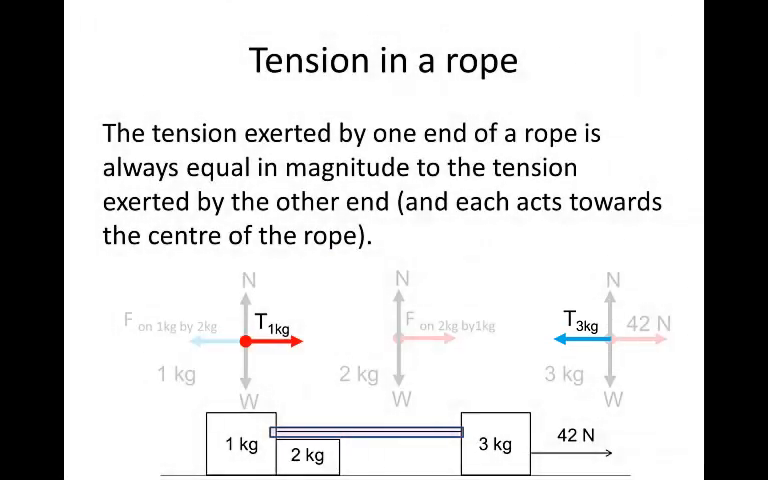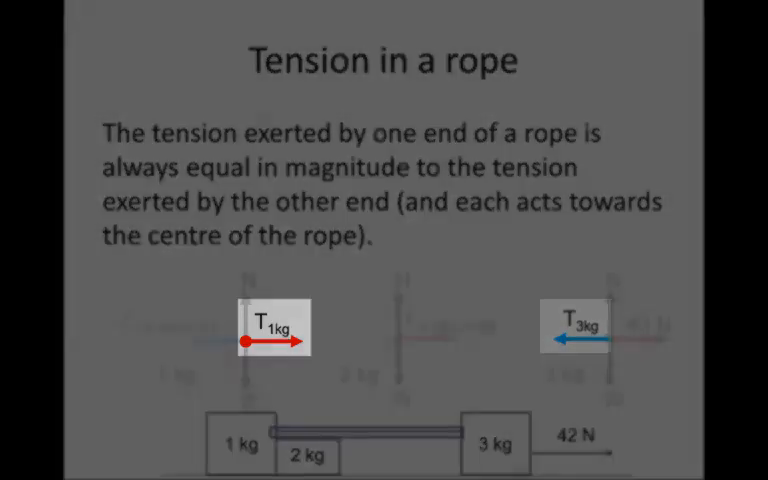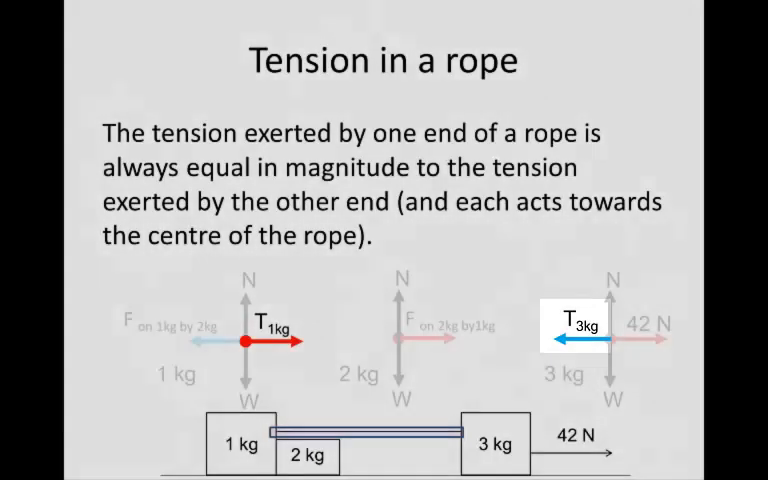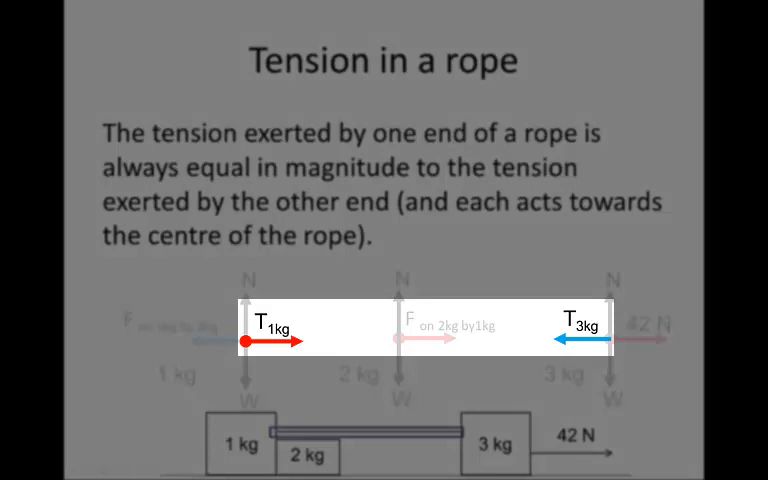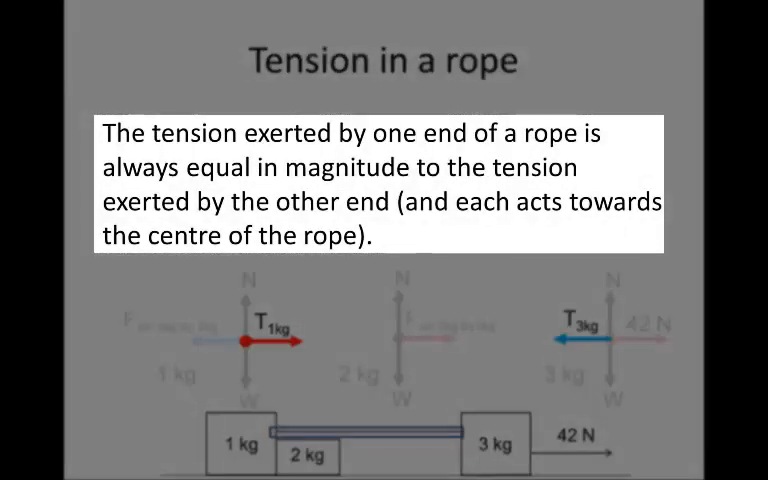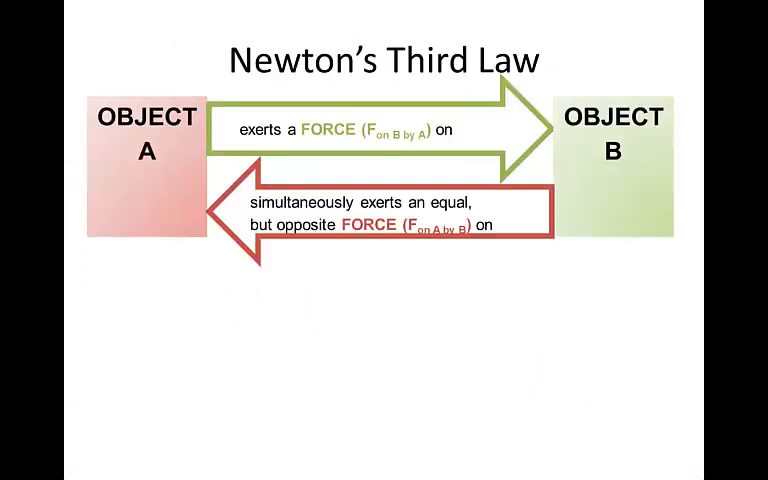We call the tension on the 1 kilogram body T1 kilogram and the tension on the 3 kilogram body T3 kilograms. So T1 kilogram equals T3 kilograms because of this fact that the tension exerted by one end is equal in magnitude to the tension exerted by the other end of the rope. The next important principle that we're going to apply in answering this question is Newton's third law.